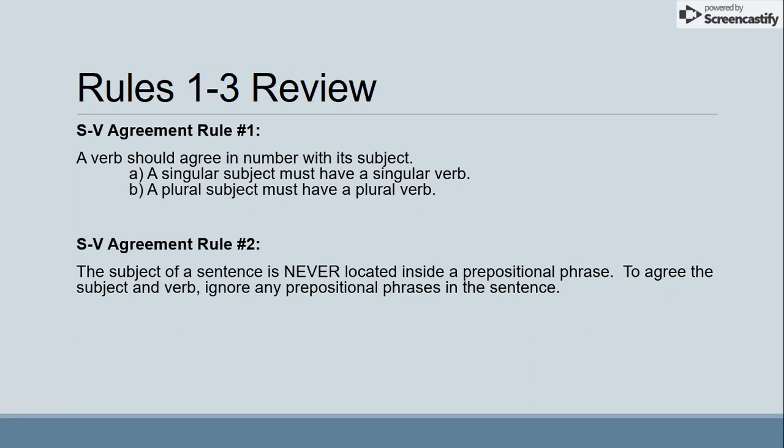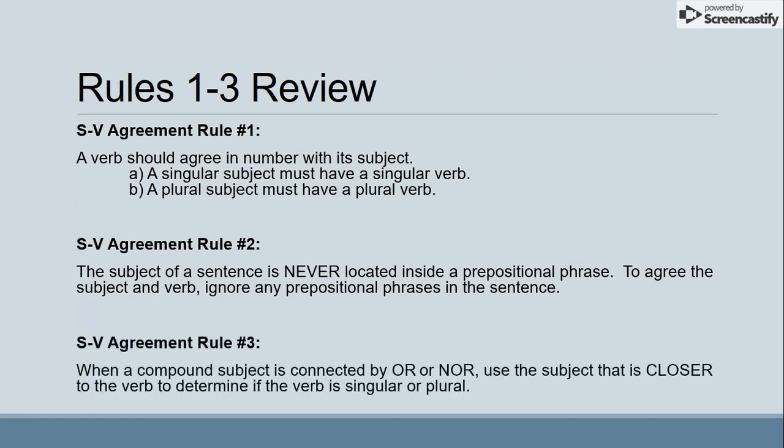Our second rule focused on prepositional phrases. We know that the subject of a sentence is never going to be inside a prepositional phrase. A prepositional phrase is extra information, so a subject can't be inside of it. To agree the subject and the verb, ignore any prepositional phrases in the sentence. Rule number 3 focused on compound subjects. When you have a compound subject and it's connected by or or nor, you have to look at the subject that is closer to the verb to determine if your verb is going to be singular or plural.